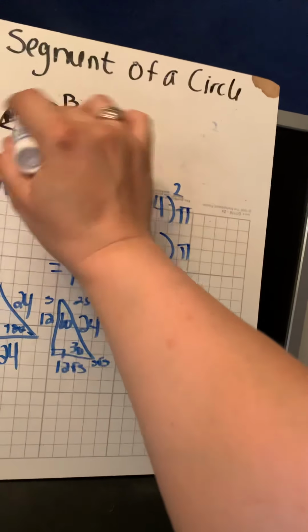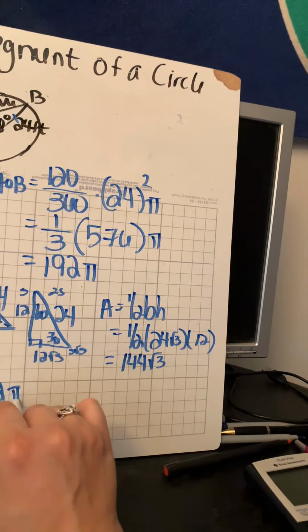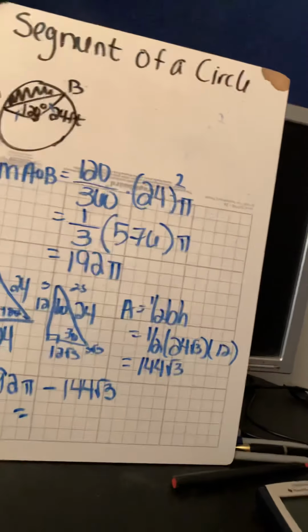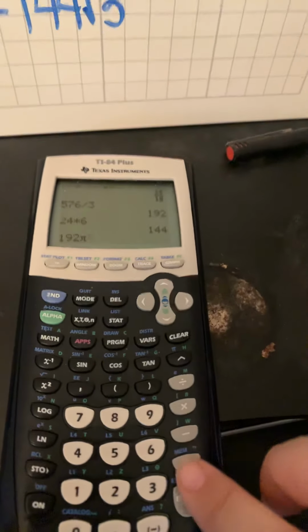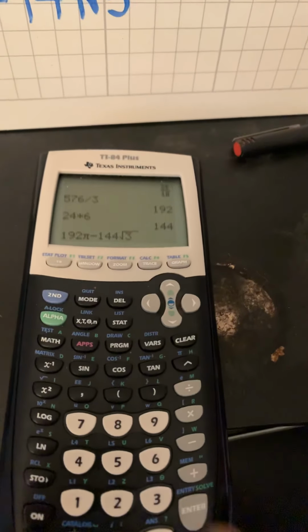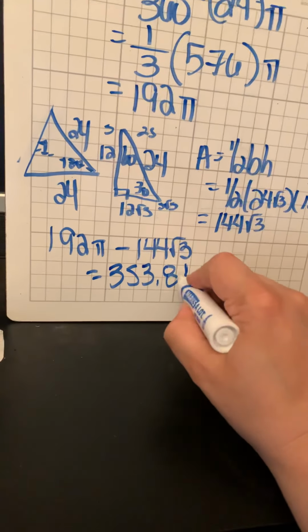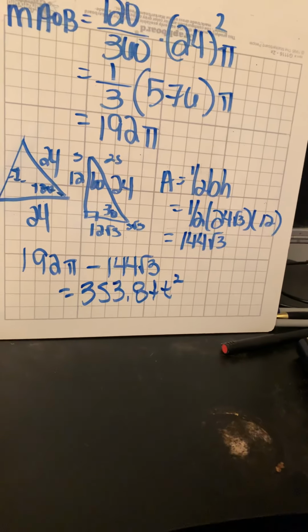Okay, to find the area of just that segment, I need to take the area of my sector, which was 192 pi, minus the area of that triangle. And you can do that all in your calculator. 192 second, there's your pi, minus 144 second root 3, and you get 353.8. So this would be 353.8 feet squared. That is your area of that segment.